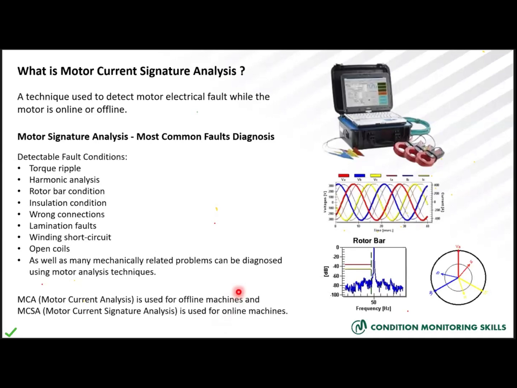The detectable fault conditions using motor current signature analysis include any torque ripple, any harmonic, you can do a harmonic analysis, any rotor bar defect, any insulation defect, any wrong connection or motor lamination faults, winding short circuits, open coils. Each and every electrical fault that may happen in electrical motors could be detected using motor current signature analysis, and many mechanically related problems can also be diagnosed using these motor analysis techniques.